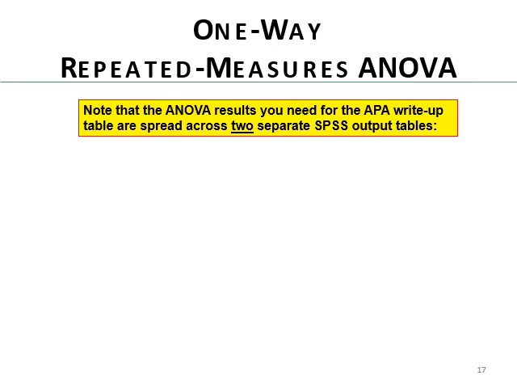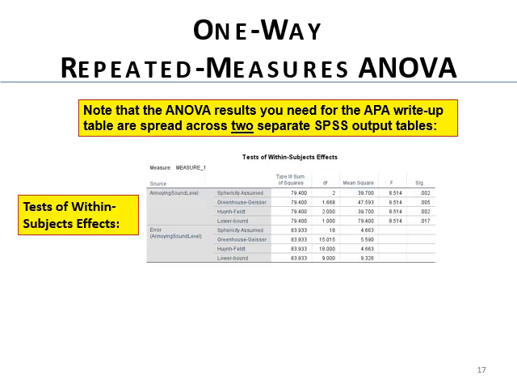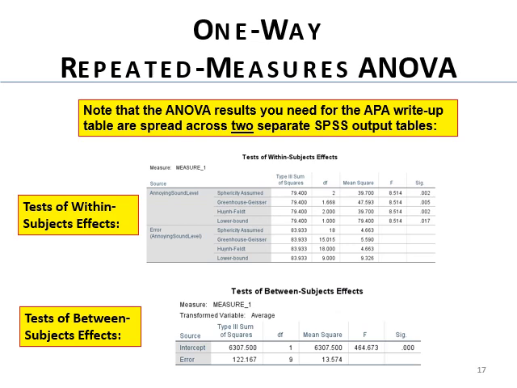So the ANOVA results that you need for your APA write-up, as I said earlier, are spread across 2 separate SPSS output tables. You've got one called Tests of Within Subjects Effects. That's the one we were looking at earlier. You need that one. And then there's also later on this other little table called Tests of Between Subjects Effects. That's where that between errors is at, the 122.167. So you got to find both these tables on your output in order to complete your ANOVA summary table.